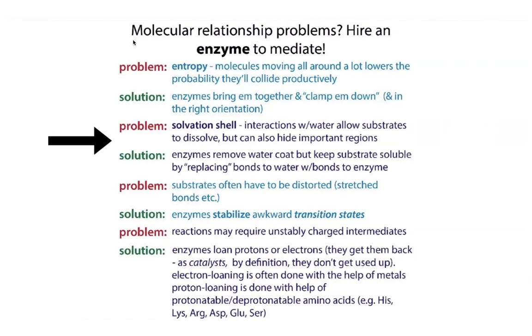What enzymes can do is help remove that water coat, but keep the substrate soluble by replacing bonds to water with bonds to the enzyme. And so there are different places that we'll see solvation come into account, swapping interactions with water to swapping interactions with other molecules.